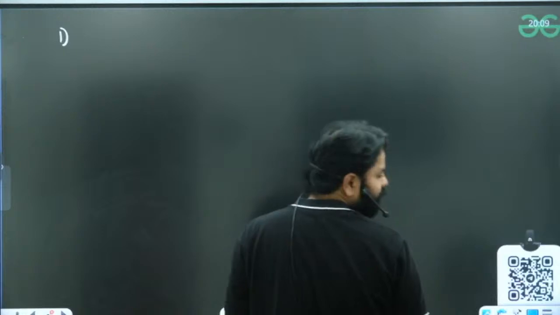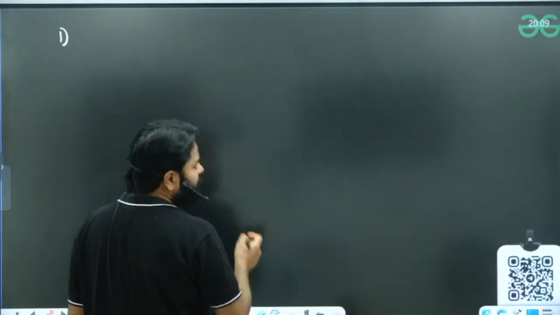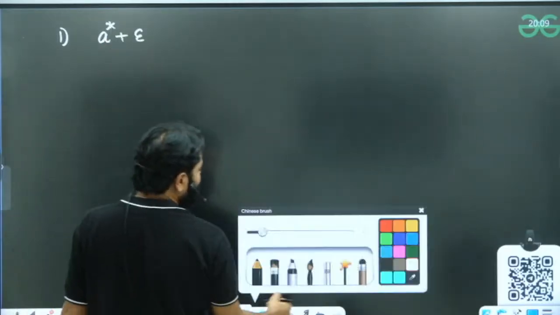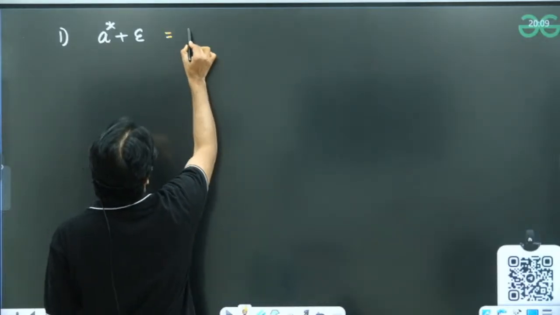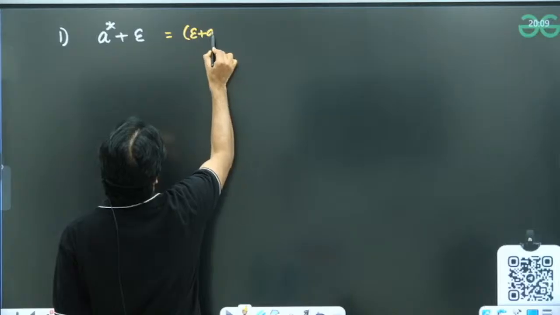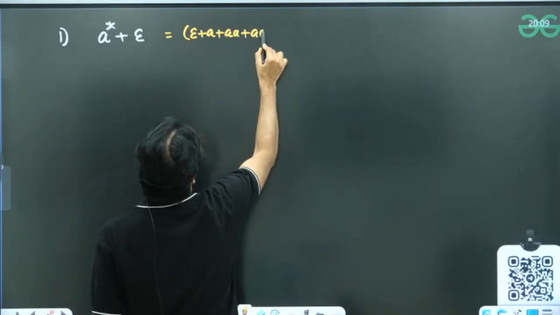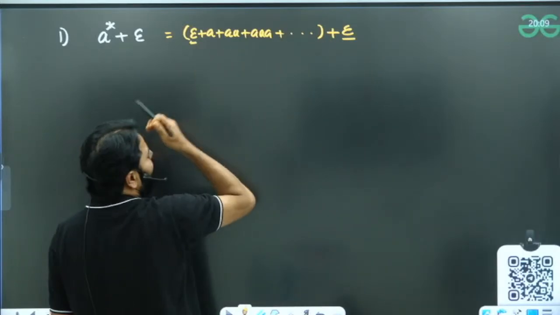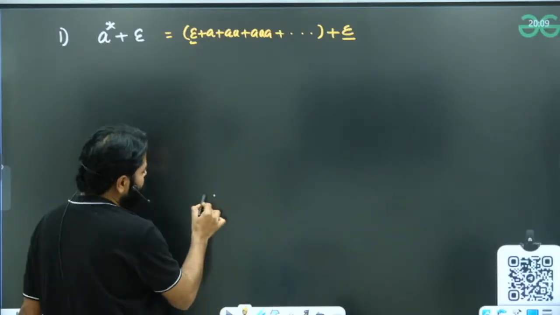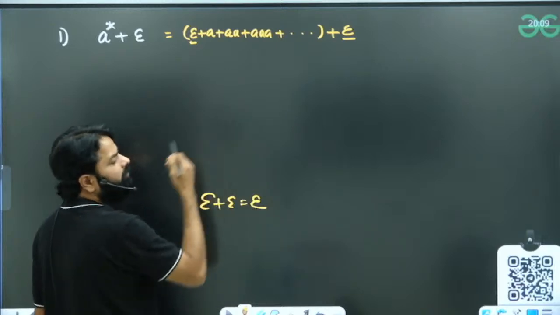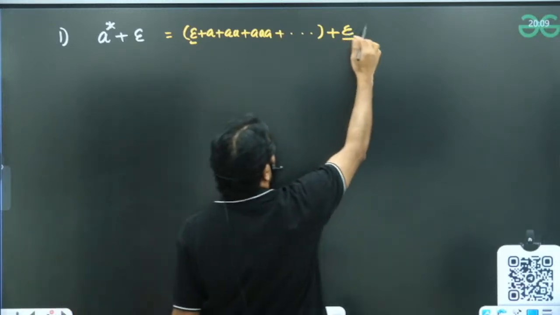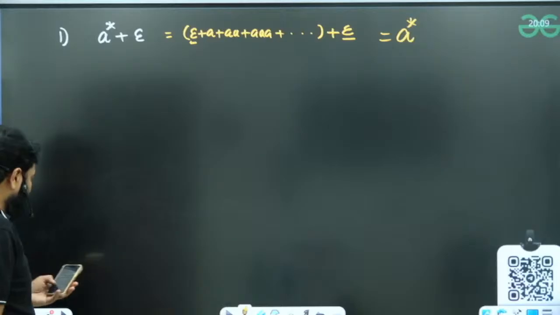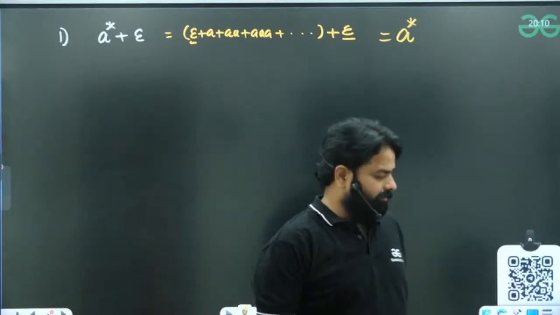The first one which I have given is A star plus epsilon. What is the meaning of it? A star already has epsilon, A, double A, and triple A, and so on, right? Plus you have epsilon. Is this epsilon covered twice? So you can ignore one of them. You know epsilon plus epsilon is equal to epsilon, so you need not write it twice. You can write this equal to A star. This was the first question which I gave in the last class.